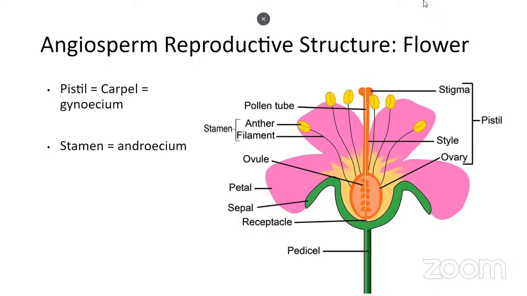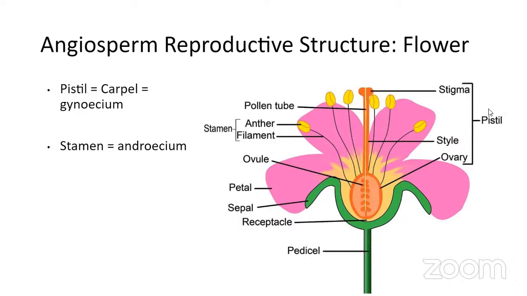The reproductive structure for an angiosperm is a flower. In gymnosperms, we talked about cones. In angiosperms, we're thinking about flowers. So we should become familiar with the different parts of a flower. We can divide them up into male parts versus female parts. Over here on the right, what we see are the female parts labeled out.